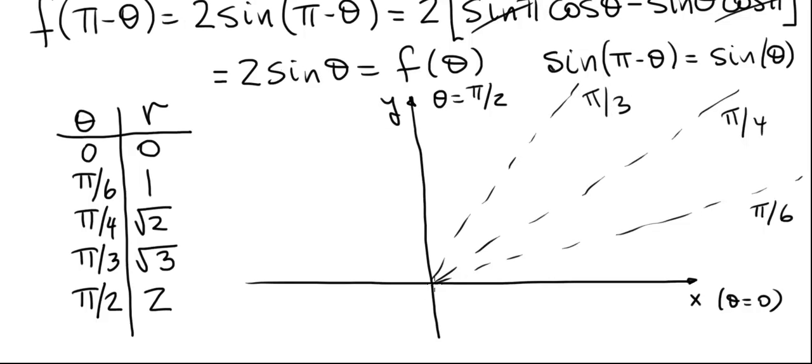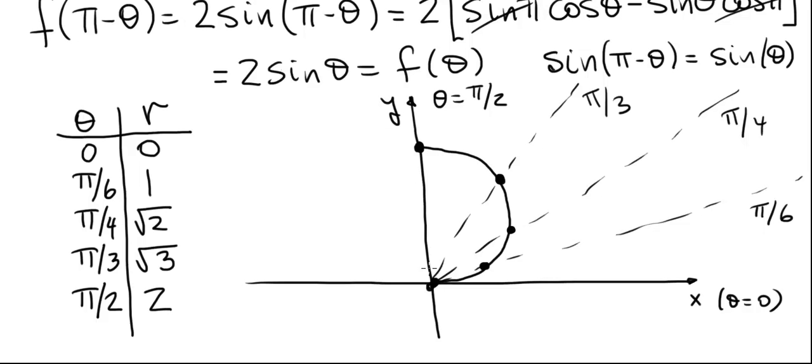So at 0 we're at 0. At pi over 6 we are at 1. At pi over 4 we are at square root of 2. That's a number that is larger than 1, so it'll be somewhere over here. At pi over 3 we are at square root of 3. That's bigger than square root of 2, so we're over here. At pi over 2 we're at 2, so that would be larger, somewhere over here. And now we can sketch this part of the graph. It comes out like this.